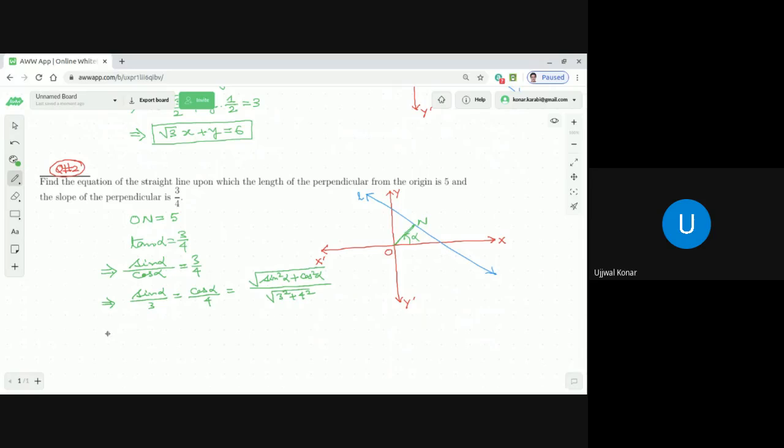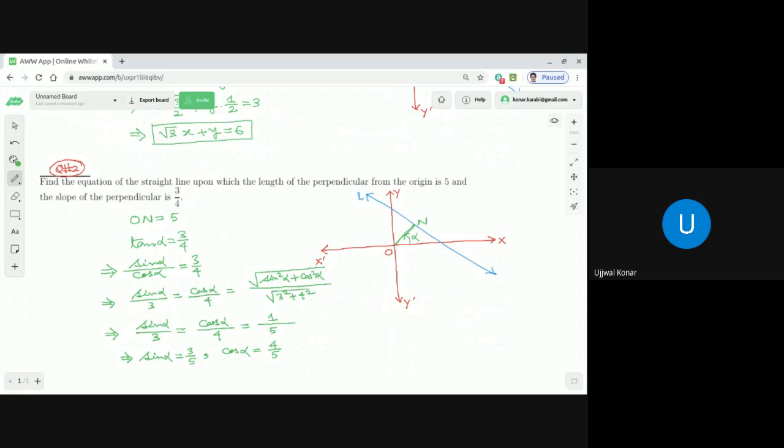Okay, so from here what we get? We get sin alpha by 3 is equal to cos alpha by 4 is equal to square root of sin square alpha plus cos square alpha, that is equal to 1, and square root of 3 square plus 4 square is equal to square root of 5 square, that is equal to 5. So the value of sin alpha we get is 3 by 5, and the value of cos alpha is 4 by 5.